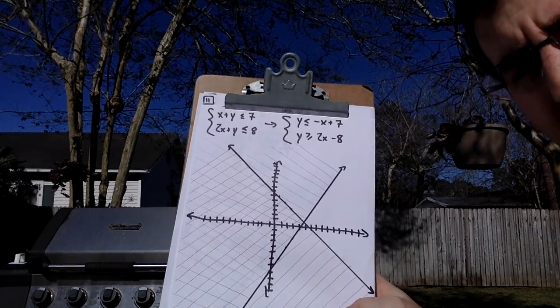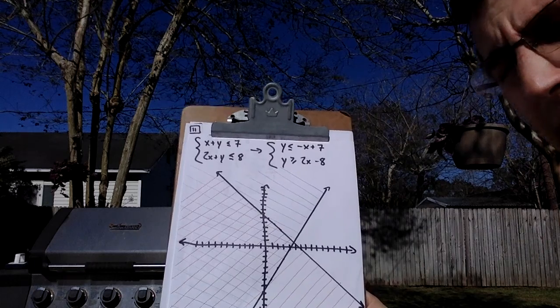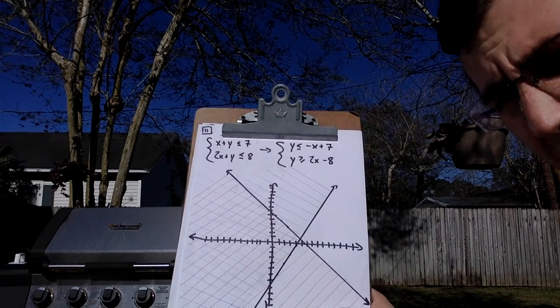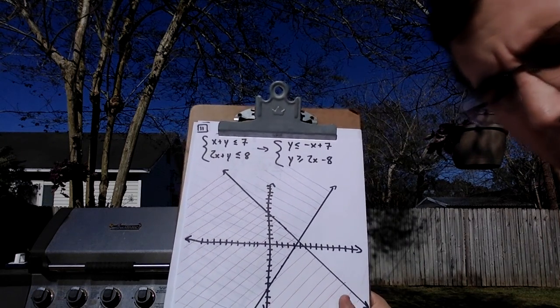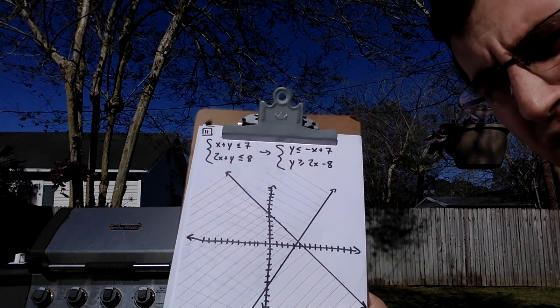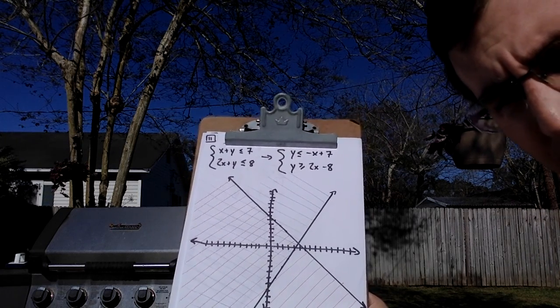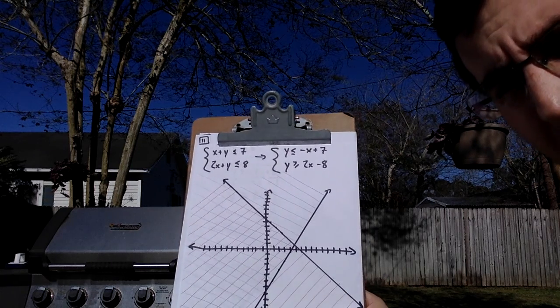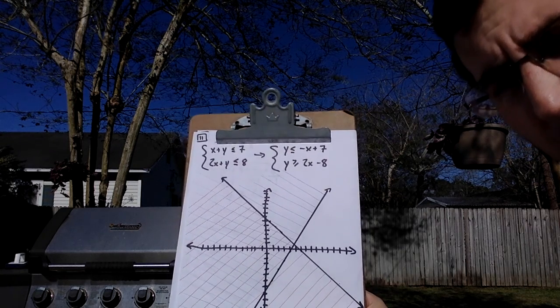So basically, in a nutshell, graphing a system of inequalities is just like graphing a normal equation using slope-intercept form. You just got to determine whether you're going to shade above the line or shade below the line. And then your answer or your correct graph is where your shades overlap.